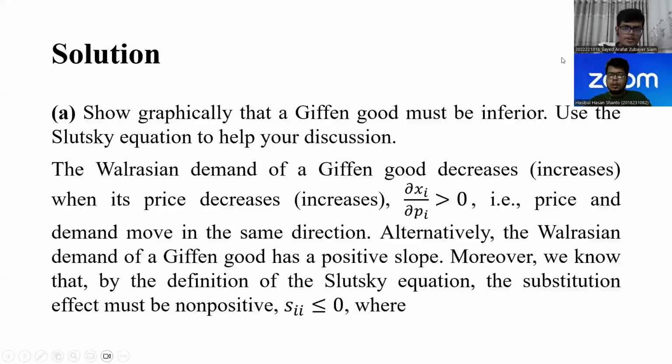Thank you, Shanto. So, as Shanto discussed earlier, we will talk about the Giffen good and inferior good in this discussion. As the Giffen good says, when its price increases, the Walrasian demand of a Giffen good increases. So, when the price decreases, the Walrasian demand of a Giffen good decreases. From this perspective, we can say that the Walrasian demand of a Giffen good has a positive slope. And we will discuss it in the next slide regarding the substitution effects.